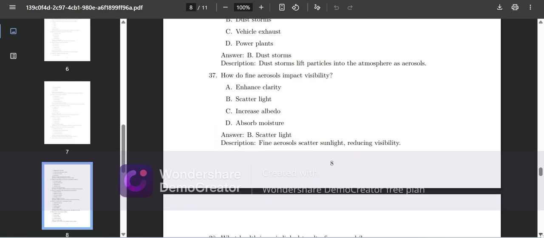How do fine aerosols impact visibility? Scatter light. Fine aerosols scatter sunlight, reducing visibility.